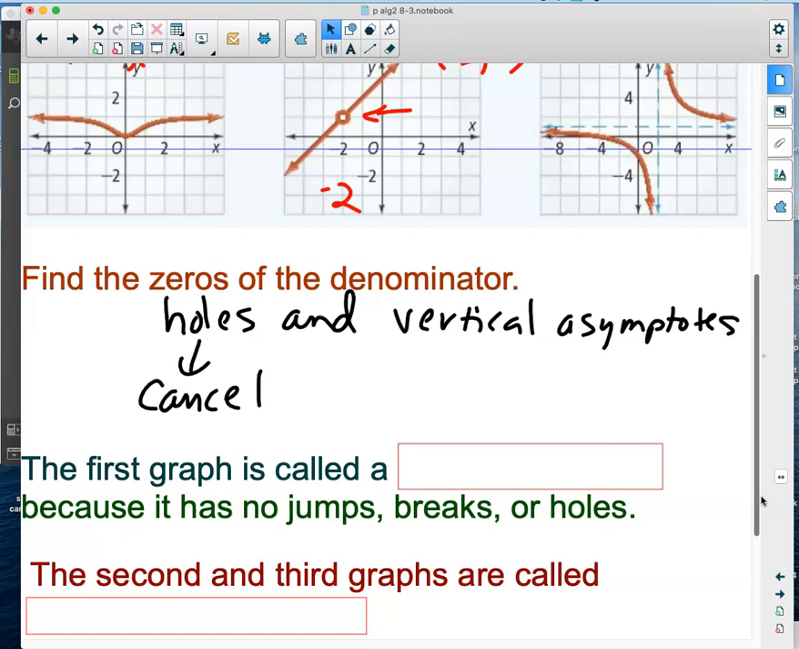So that first graph is called a continuous graph, and that's because when you draw that graph, your pencil will never leave the paper. There are not two separate branches for that graph.